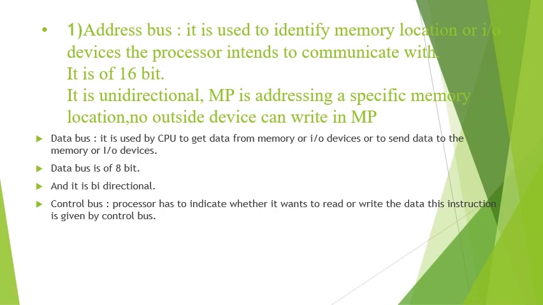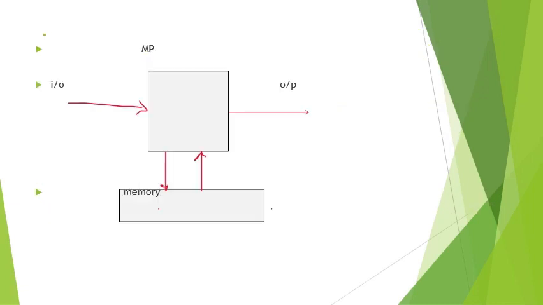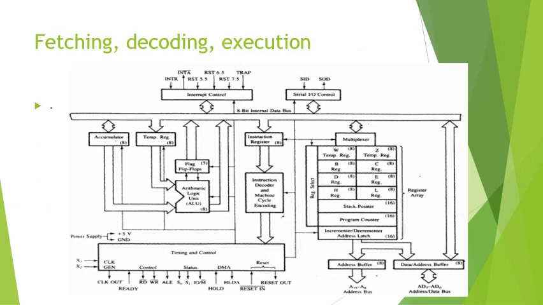If you see this diagram, this is the microprocessor. It has its parts: accumulator, temporary register, flag registers, and arithmetic logical unit. Then this is our memory. There are registers, stack pointer, and program counter. We will study about them. There is a control unit.